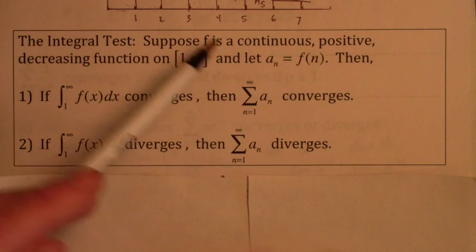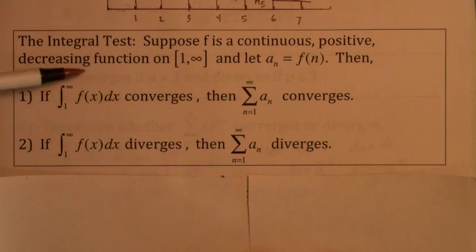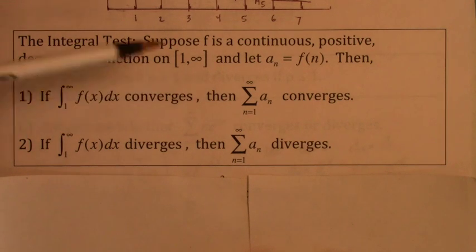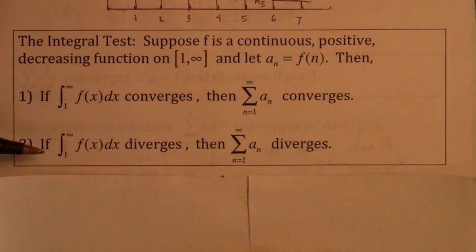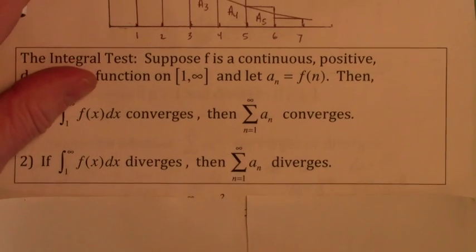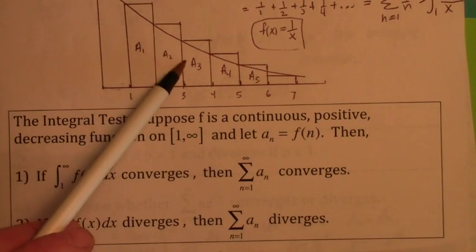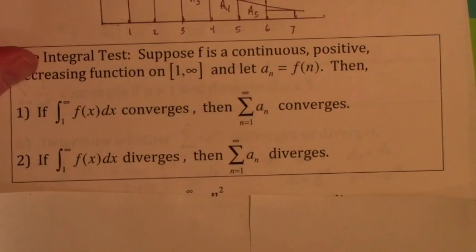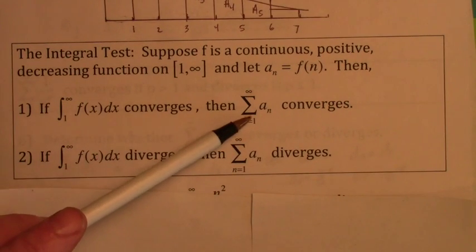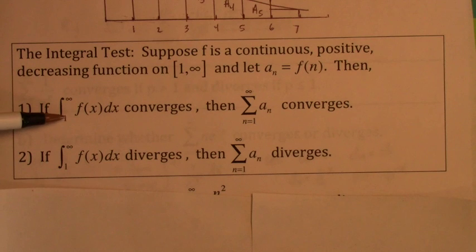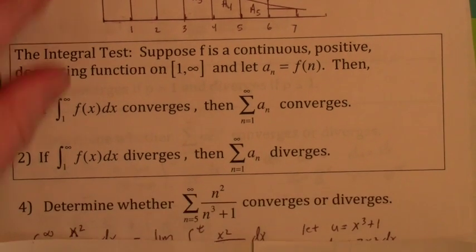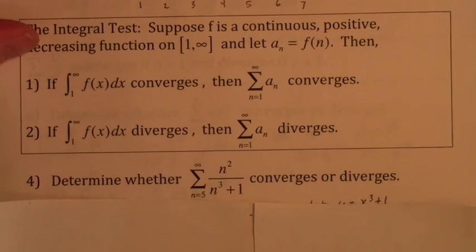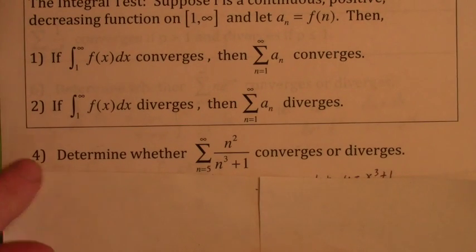That's what this says. Then if the area under the curve is finite, if the improper integral converges, then so does the infinite series. And if the area under the curve is infinite, like the one we were looking at, then the infinite series has to be infinite too. So basically what we're saying here is you can determine the convergence of a series by looking at the improper integral. See? So that's why I'm saying you might want to go back to your 7.8 integration techniques.